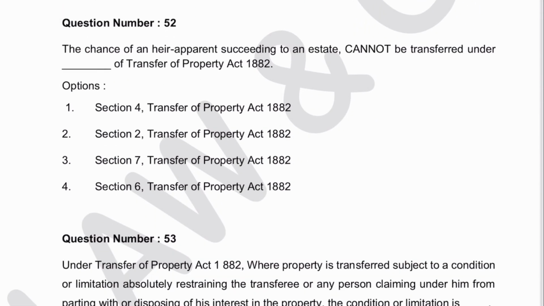Next is 52. The chance of an heir apparent succeeding to an estate cannot be transferred under Section 6 of TPA. It is mentioned in Section 6. So 4 is the answer. Very common question. Repeat question.